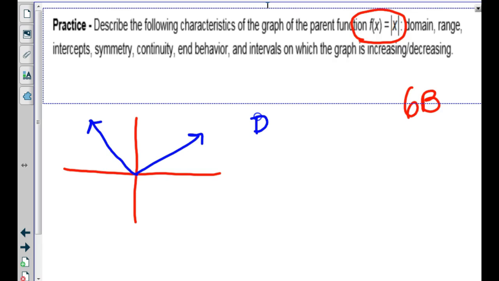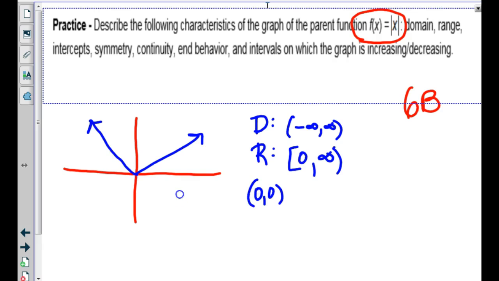So domain, anybody? Left to right? Range? And it can hit 0, okay? As long as there's not an asymptote or an open circle, it's touching, okay? Intercepts? Crosses both x and y at what point? 0, 0 is the only intercept. Again, I know this because this is the equation we're talking about. All right.